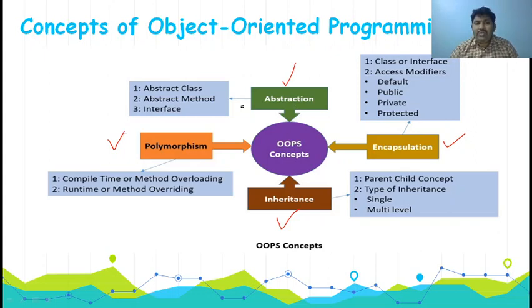We can achieve abstraction by using features like abstract class, abstract method, and interface. And we are going to achieve encapsulation by using modifiers like default. So we will discuss default, public, private, protected. We will discuss these topics elaborately in the coming classes. But before that, encapsulation will be achieved by using these kinds of concepts.